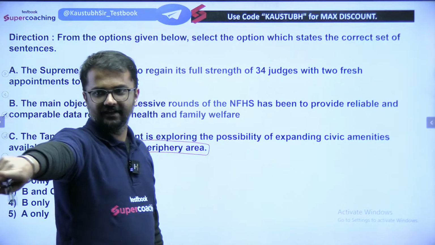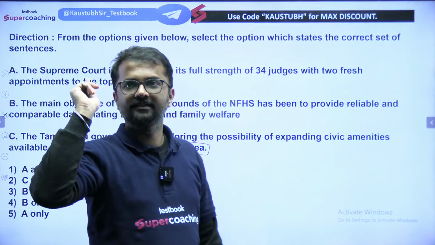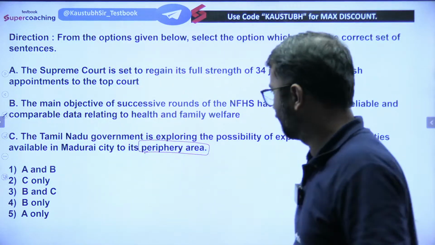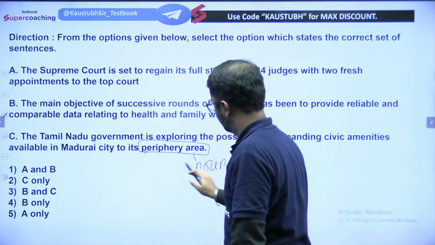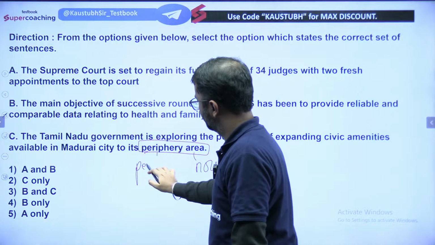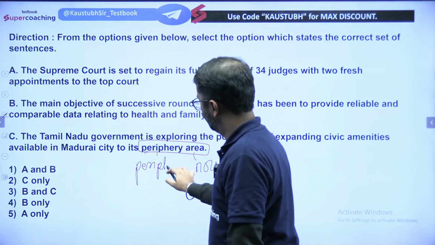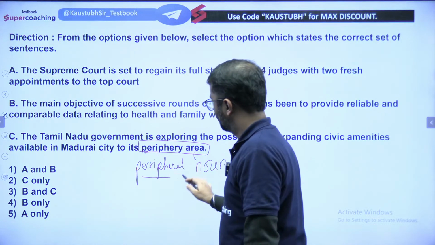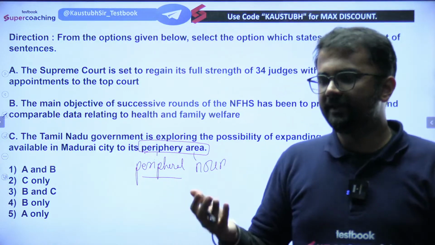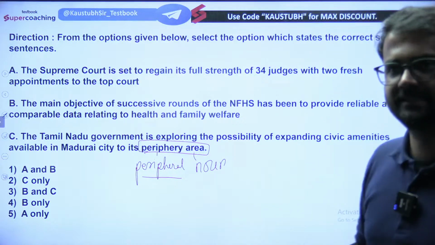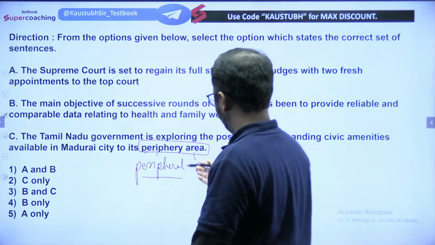Yes, yes, Niranjan has given the answer correctly. Peripheral is the adjective form, right? Area is a noun. Very good, Niranjan. What kind of area? Peripheral area. Because the word periphery itself is a noun. So it will be two nouns written together, which doesn't make sense. Peripheral area is the error here in C.